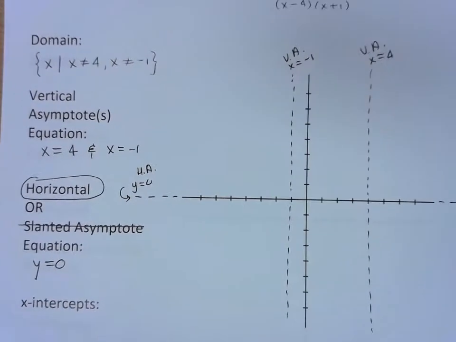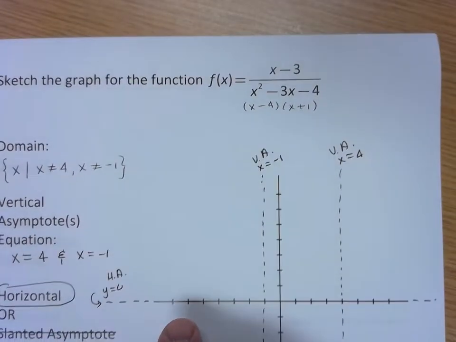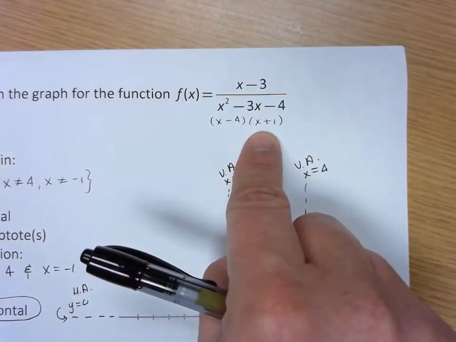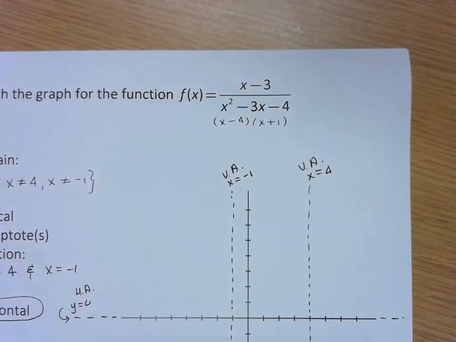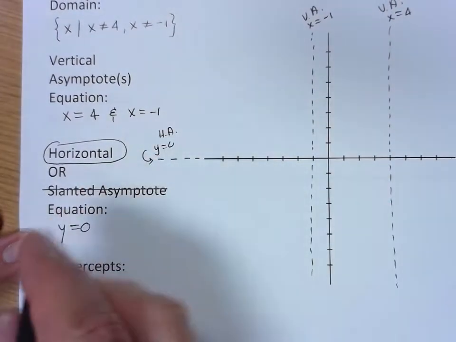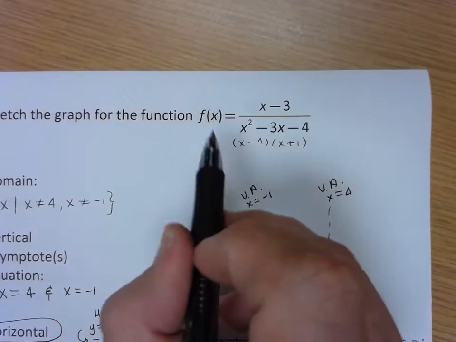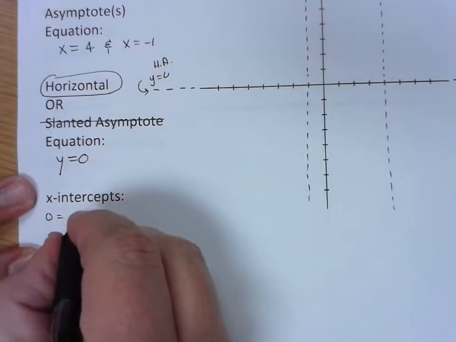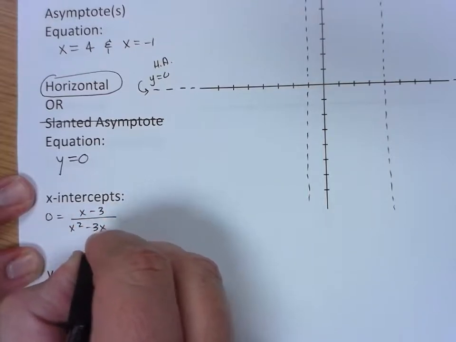Okay. Now for finding intercepts, x and y intercepts are still found the same way. To find x-intercepts, you set y equal to 0 and solve the equation for x. And to find y-intercepts, you just plug in 0 for x, and that tells you the value of y. So whenever I'm starting off to solve for x-intercepts, I want to take the y variable and turn it into 0. So 0 equals, there's my y variable, the f of x symbol, and then set it equal to the function itself, the x minus 3 over x squared minus 3x minus 4.